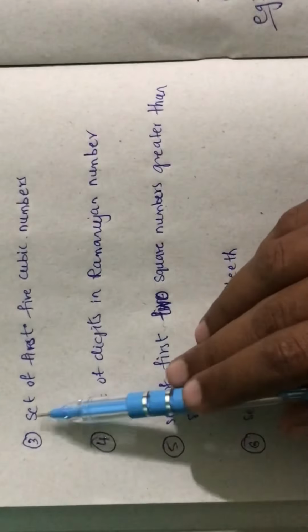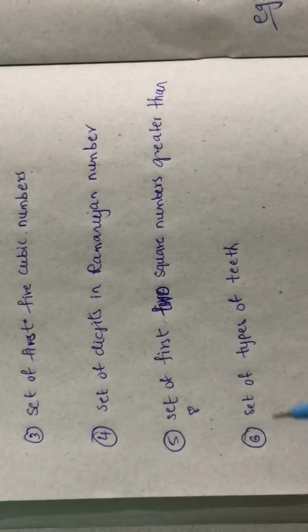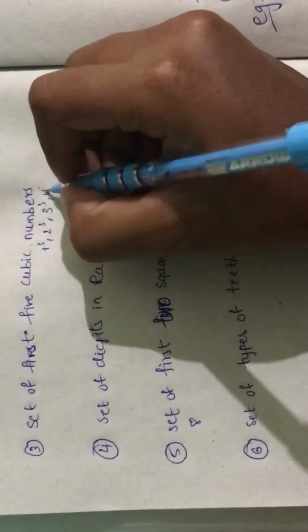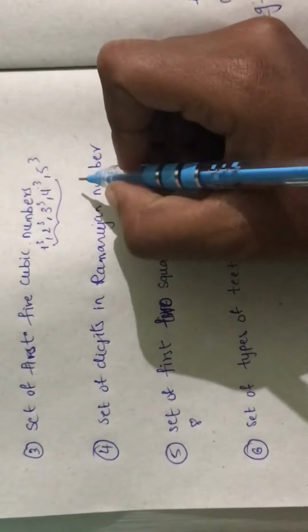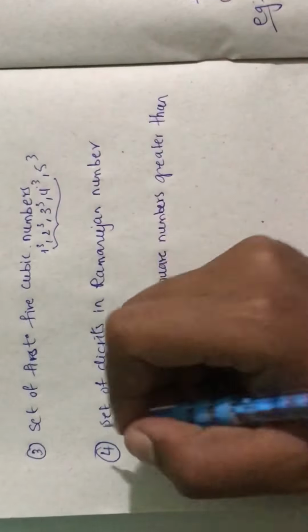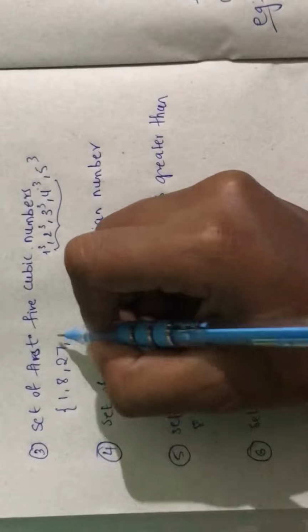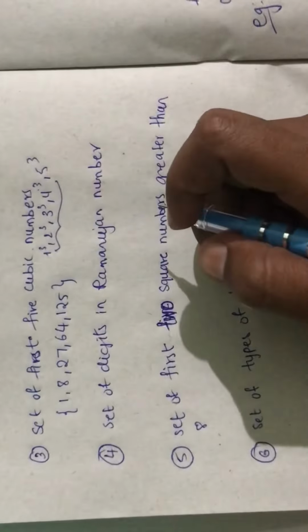Here they ask for the set of first 5 cubic numbers. So what are the first 5 cubic numbers? Let us consider 1 cube, 2 cube, 3 cube, 4 cube, 5 cube. The values of these numbers are the first 5 cubic numbers, and we are going to represent them in the form of a set. 1 cube is 1, 2 cube is 8, then 27, 64, and 125. So this is the answer.